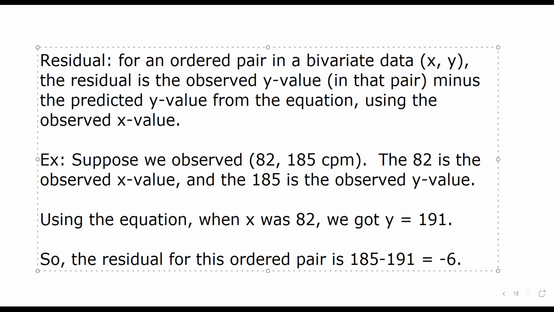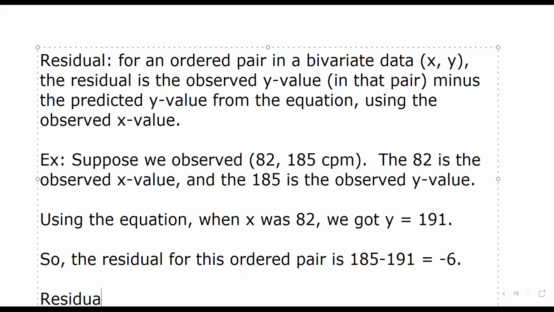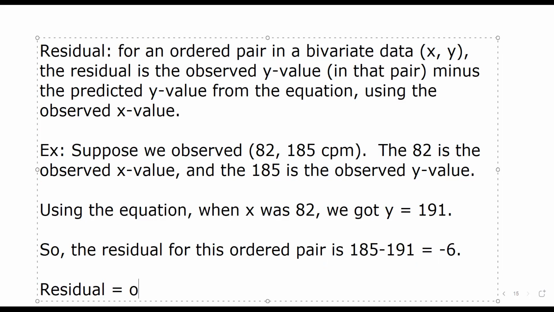There's a visual component to this, but numerically speaking, the residual for an ordered pair is the observed Y value minus the predicted Y value. I'm going to take the dash out of Y value, it looks like a subtraction sign. The observed Y value minus the predicted Y value. The observed Y value is the Y value you observed along with its X value. The predicted Y value is the value that was predicted based on that observed X value.